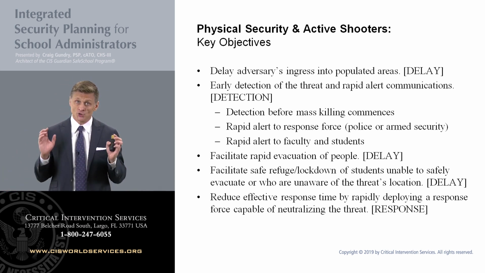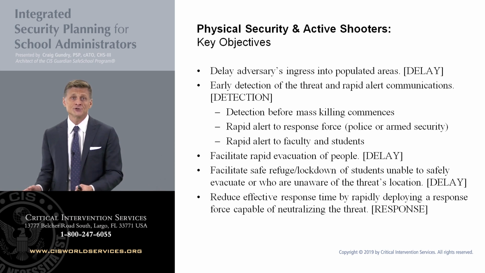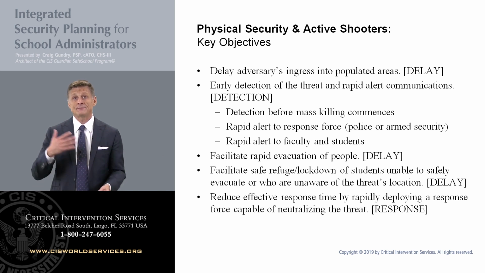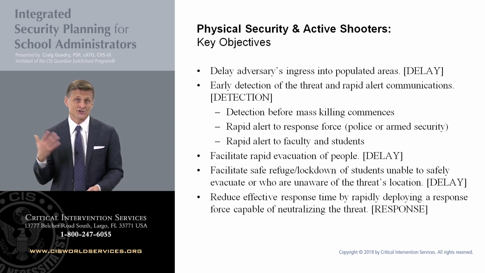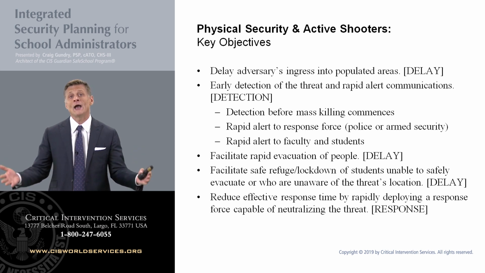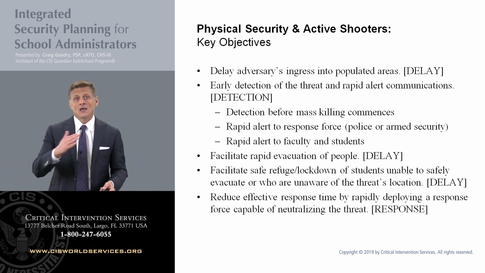Then, rapid alert to the response force that's capable of actually intercepting and neutralizing that adversary. Whether that's on-site school resource officers, perhaps armed security officers on site, or perhaps an off-site response force, such as police dispatch from the local community. Then also, rapid alert to faculty and students so that they can initiate protective actions for their own safety. That may mean escaping from campus or perhaps barricading inside of classrooms that are intrusion resistant, in essence, entering into a lockdown state.